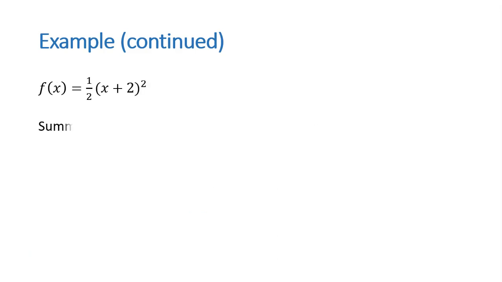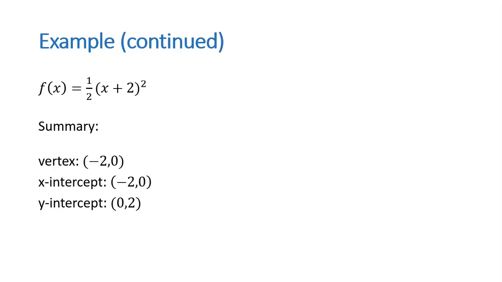So let's summarize what we found. We found the vertex, -2, 0. We tried to find the x-intercept. Well, actually, we did find it, but it turns out it was the same as the vertex. It didn't give us any extra information. And then we found the y-intercept, which is 0, 2. So if you put all that on your coordinate plane, you'll notice you only have 2 points. Well, 2 points is enough to graph a line, but it's not enough to graph something like a parabola, something that's more complicated.